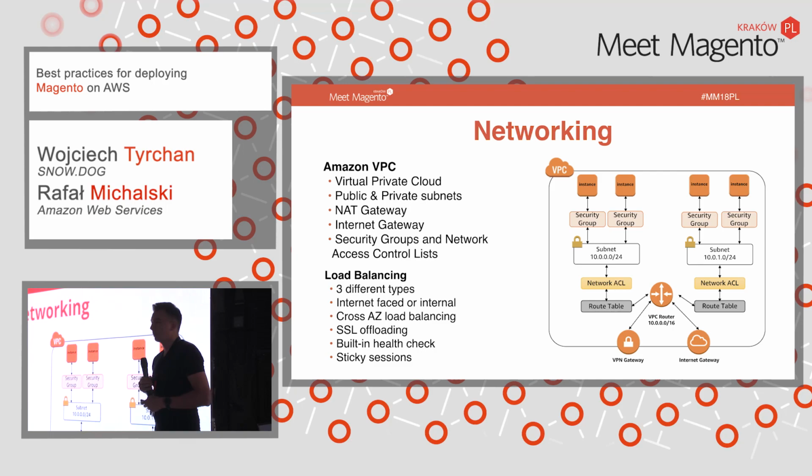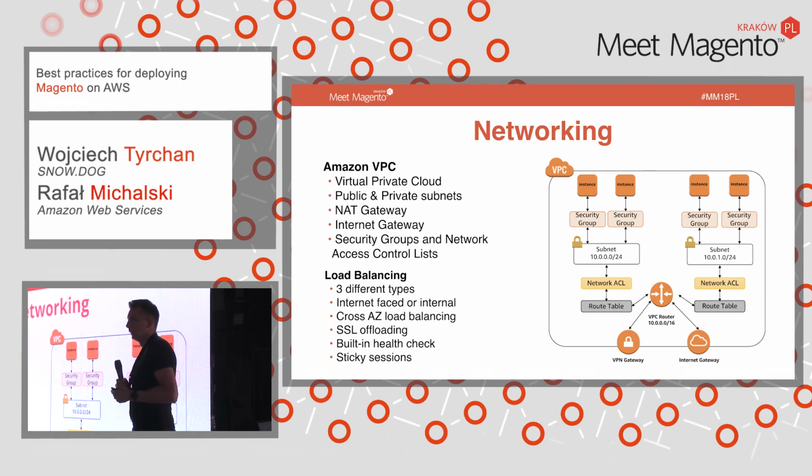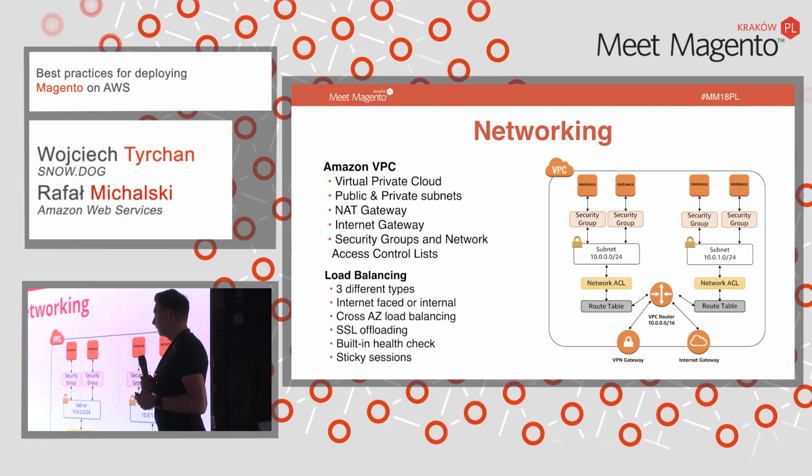Then we also have the load balancing options. Currently AWS provides 3 load balancers: the application load balancer, the network load balancer, and the classic load balancer. They can be internal or external, so you can put them in front of the VPC to make it accessible from the internet, or you can use them as a load balancer within the application in the mid-tier, for example. They obviously support cross-AZ load balancing, which is basically distributing the traffic between the availability zones. And they have several different features like SSL offloading, built-in health checks, and sticky sessions.